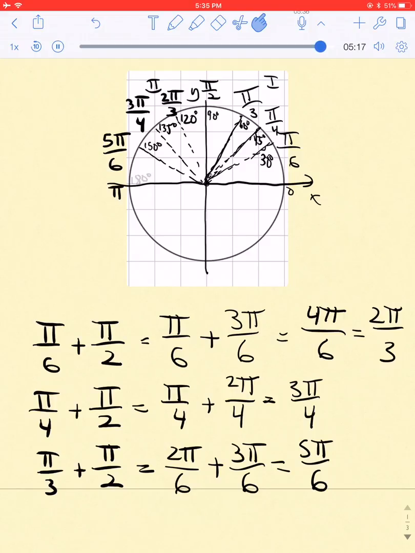So 2 pi over 3 is equivalent to 120 degrees. 3 pi over 4 radians is equivalent to 135 degrees. 5 pi over 6 is equivalent to 150 degrees. And pi radians is equivalent to 180 degrees.